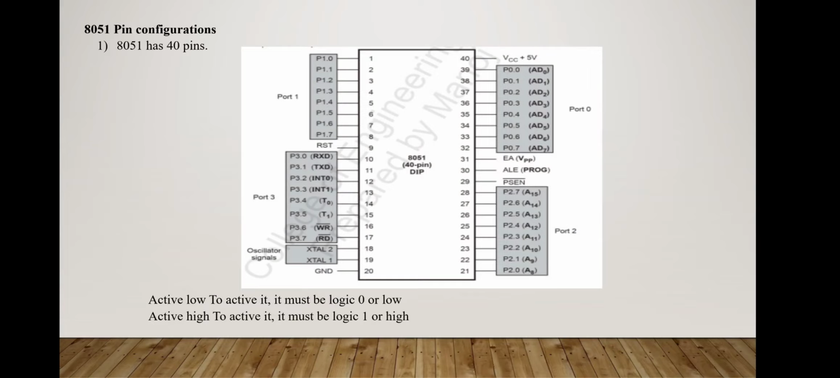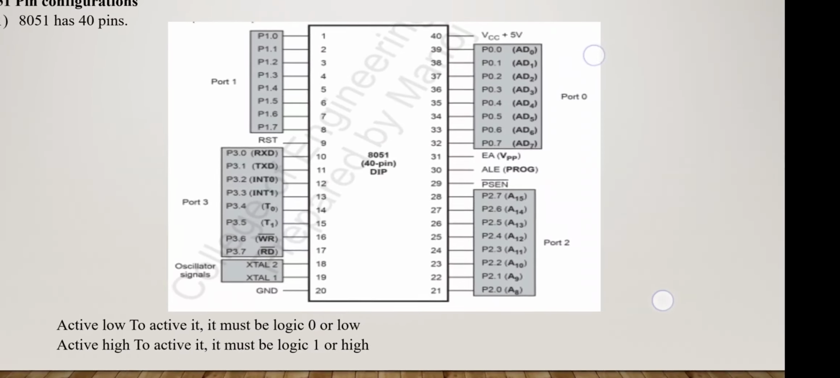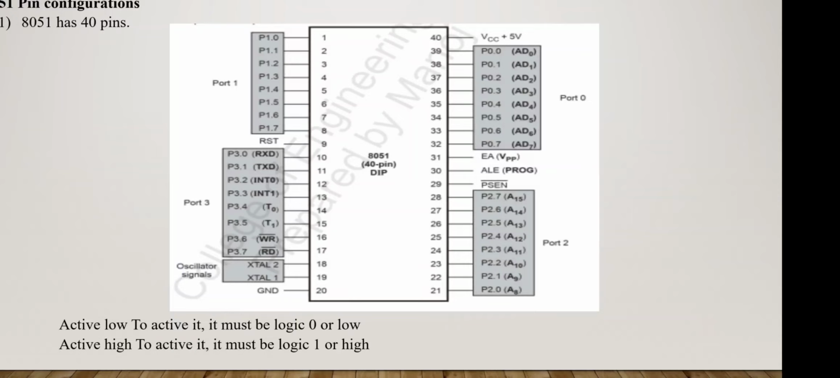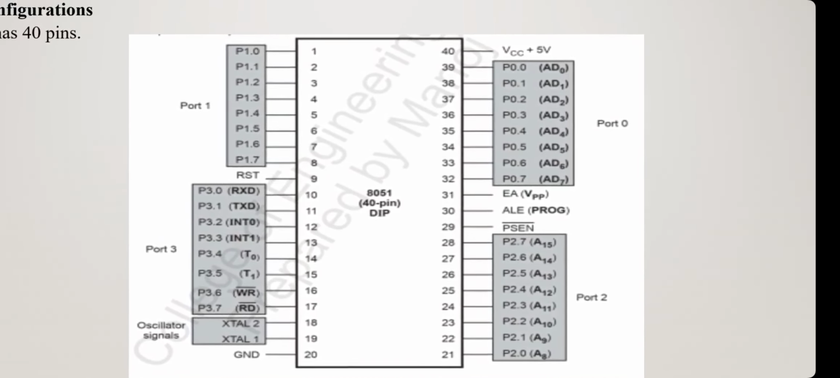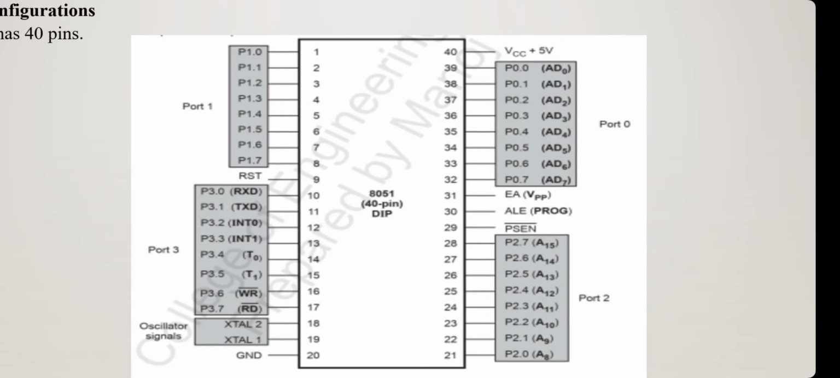Okay, then next, this is the 8051 pin diagram. It has 40 pins, that is 20 pins on the left side and 20 pins on the right side. It is a 40 pin DIP, that is dual inline package, and active low means it will be set when logic is 0, or it will be inactive when logic is 1. So it is active when logic is 0 and inactive when logic is 1. So these are the 40 pins of 8051.